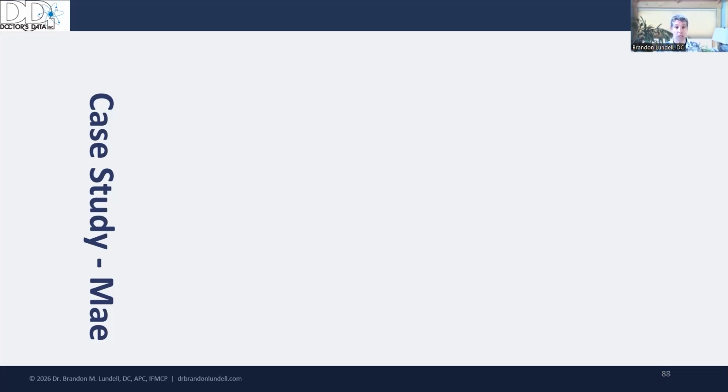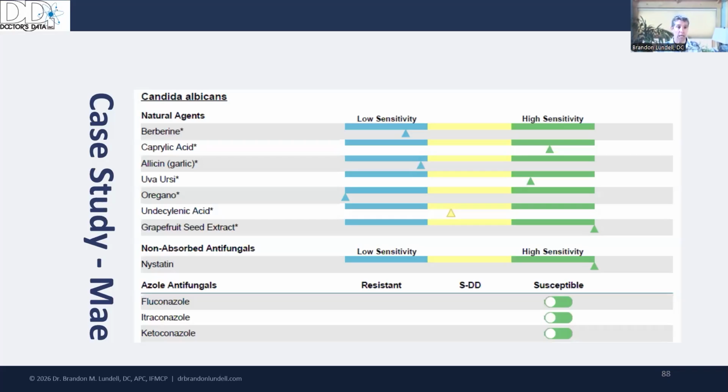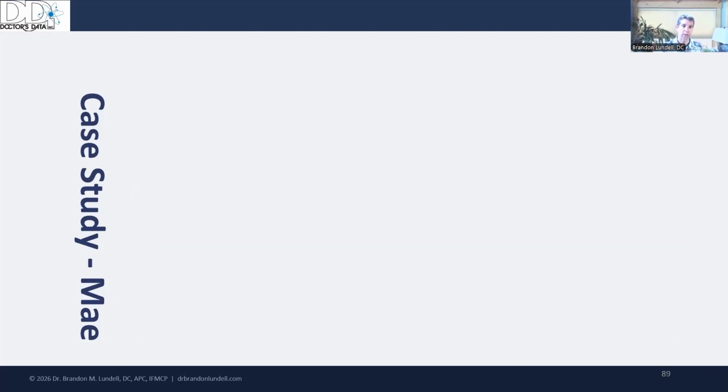So she was, I think the clinical term is a hot mess, right? There's an ICD-10 code for that, I'm sure. We did the Candida albicans sensitivity, so we knew that grapefruit seed extract, this was a couple years ago before they changed, had high affinity, uva ursi and caprylic acid. So we have our treatment plan right there. We could do nystatin if we wanted to, but I typically don't. I like to use natural first.